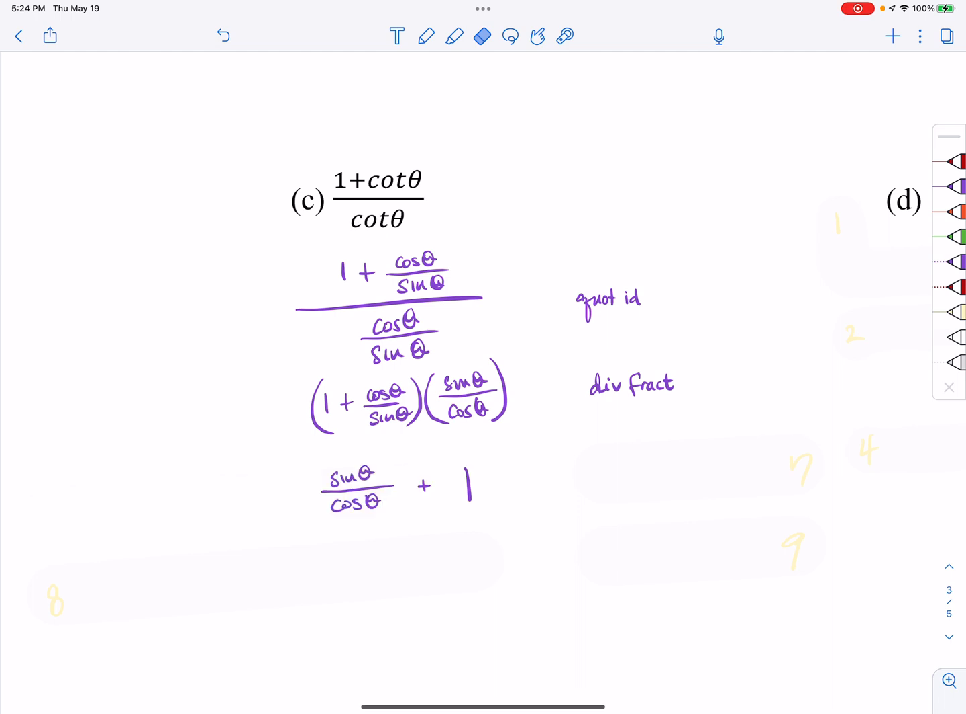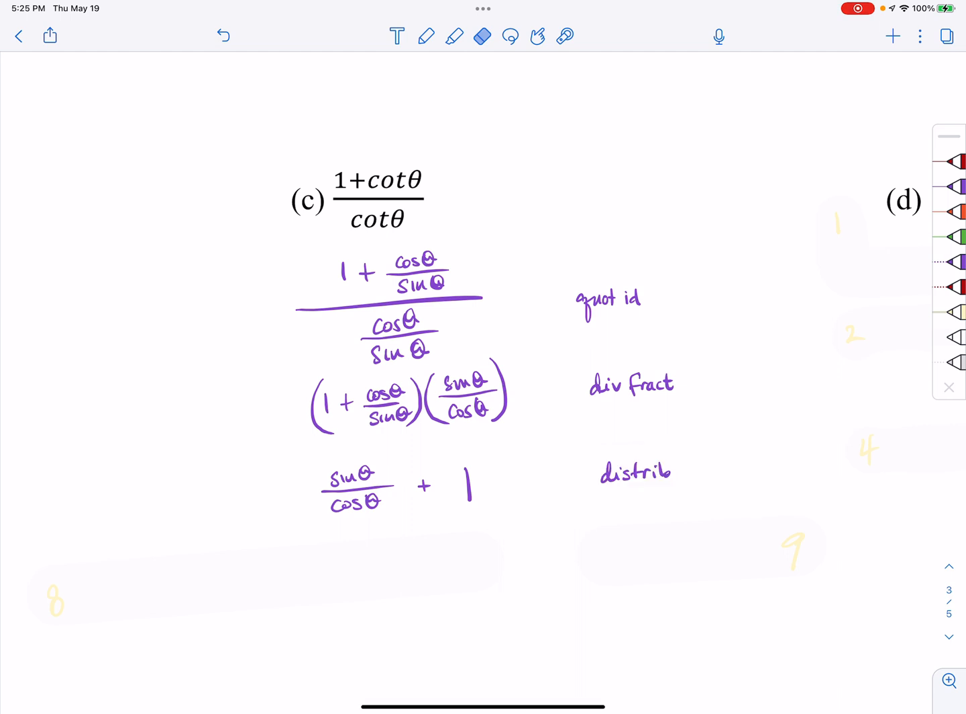And then the next thing that I'm going to do is distribute. I'm going to take this fraction and multiply it by the 1, which is where you get sine over cosine. When I take this fraction and multiply here, notice everything's going to cancel out. You'll have a pair of cosines that cancel, a pair of sines that cancel. So that's why I'm left with just a 1. So that was all done by distribution.